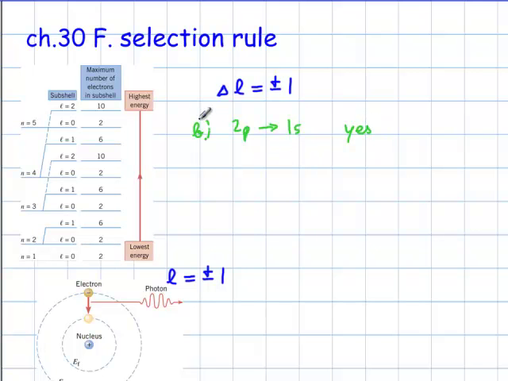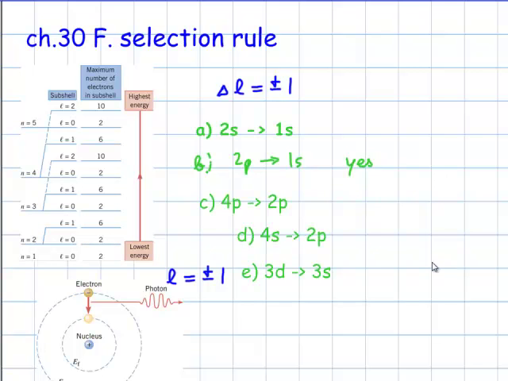And instead of me writing this here while I'm recording, I think I'm just going to take a little time out and go ahead and type it in. Okay, there, I'm back. So the first one here, that's the one I overlooked for a moment, that's not permitted, because even though it goes from the second level to the first level, within the s subshell L equals 0, and here L equals 0 again, so that does not fulfill the selection rule.